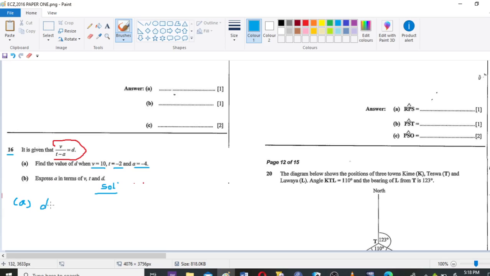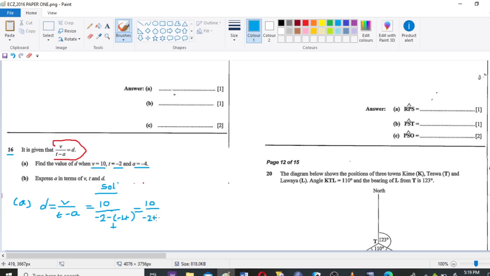So we have d. We are told d is equal to v over t minus a, where our v is 10, and our t is nothing but -2 minus our a, which is -4. So you open your bracket there and write your 4. And what are you getting here? So at the bottom here you are getting 2, so you are having 10 divided by -2.